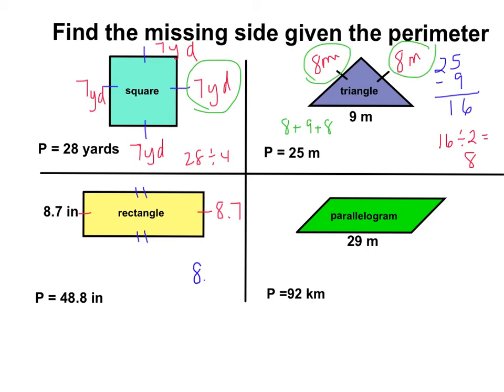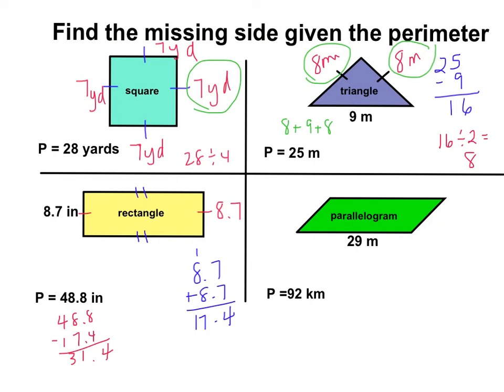So 8.7 plus 8.7 gives us 17.4. I want to take that amount because that's this and this taken away from the total. So 48.8 minus 17.4 actually gives us 31.4, which means this side and this side here added together gives me that. How do I figure that one out?